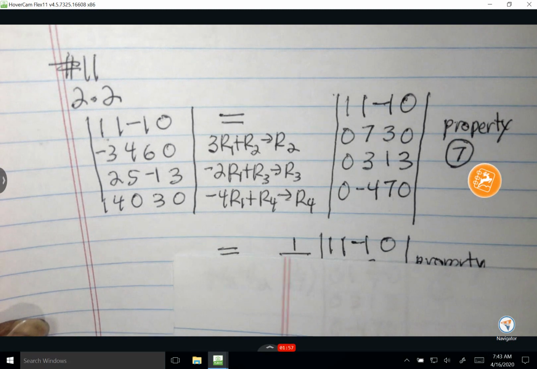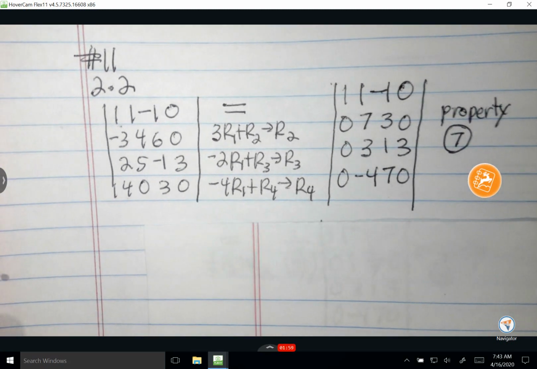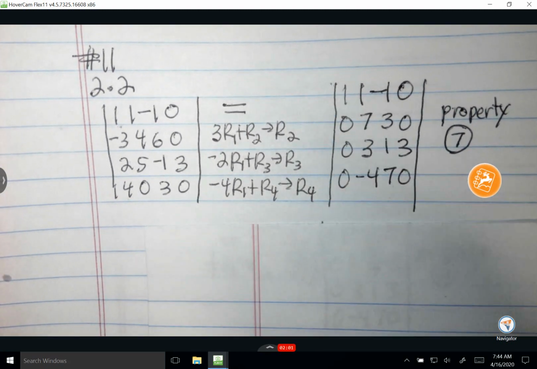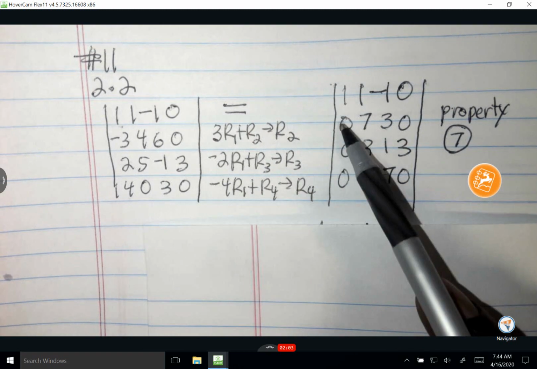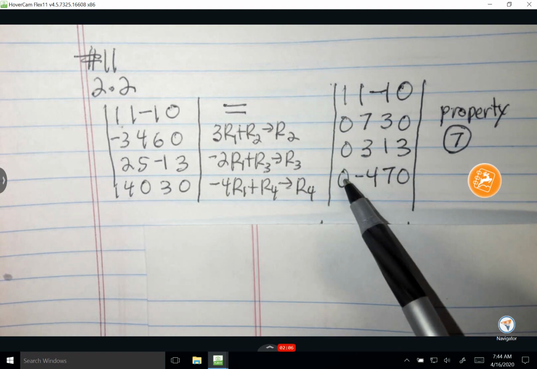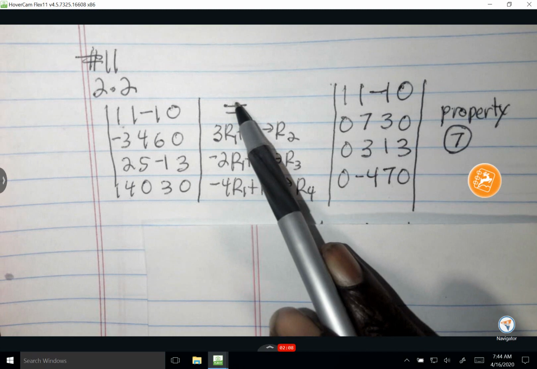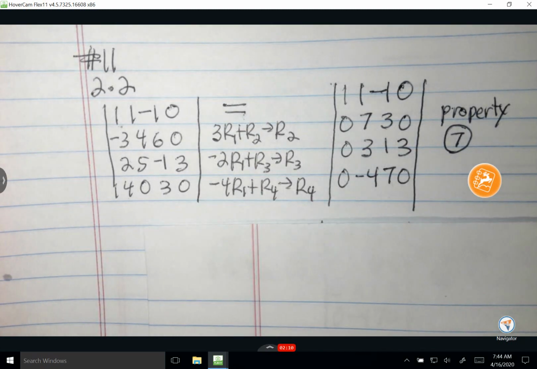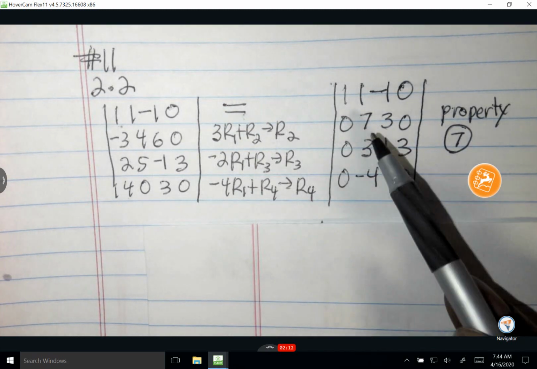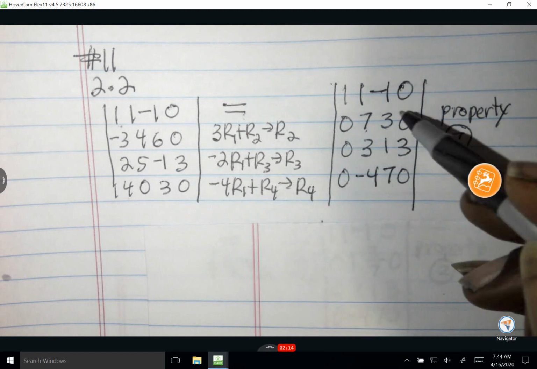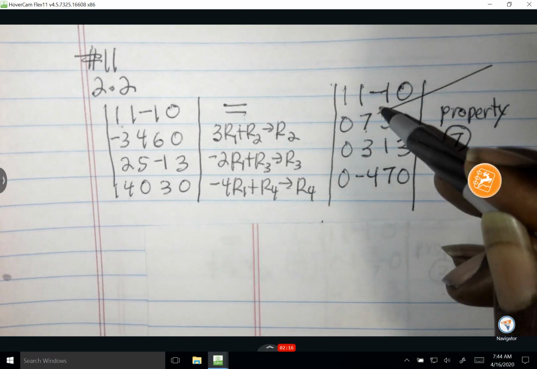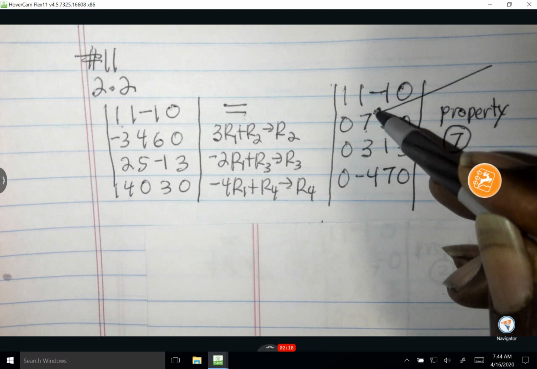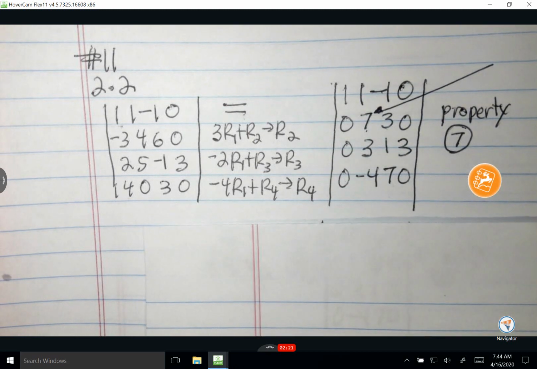Okay, so do the row operation. You get that. Do the 3. It puts the 3 zeros here. Doesn't change the number, so it's still equal. Okay? Next, we need a 1 here. We need to make that a 1.